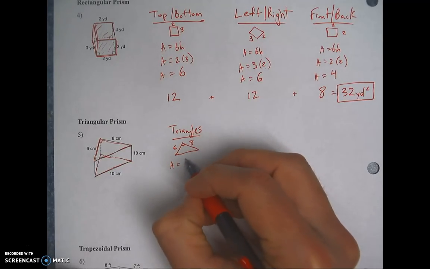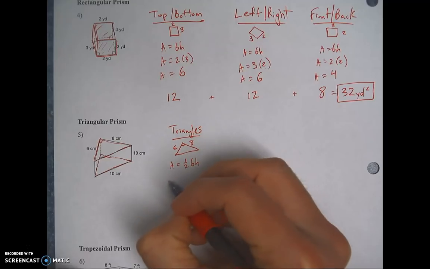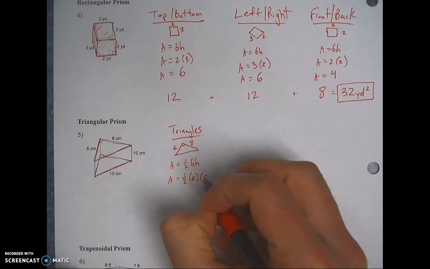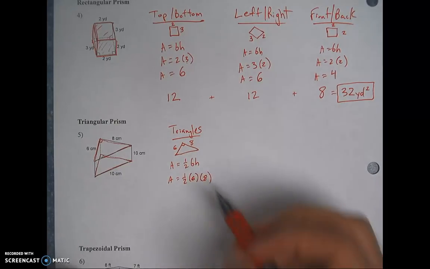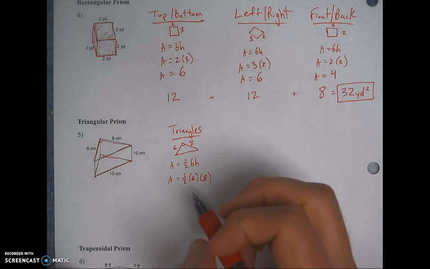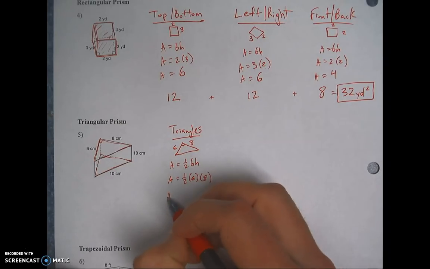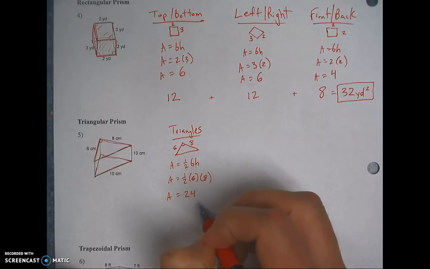So remember, your triangle formula is 1/2 base times height. So it's going to be 1/2 6 times 8. It does not matter which one you call the base and the height, so 6 times 8 or 8 times 6. Okay, half of 6 is 3. 3 times 8 is 24, and you can plug all that in your calculator.